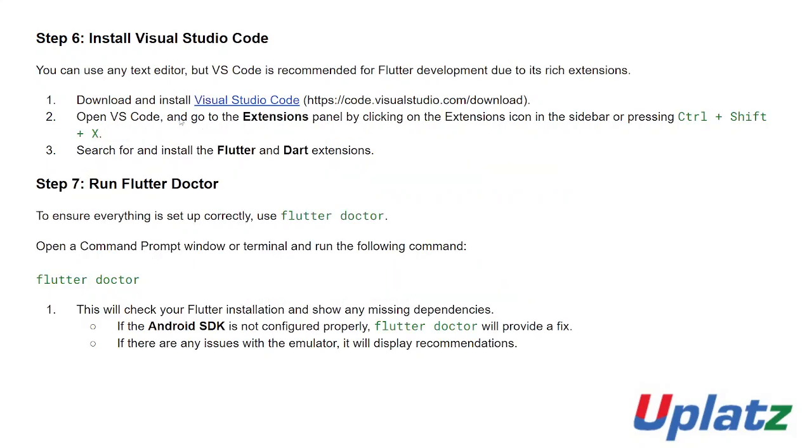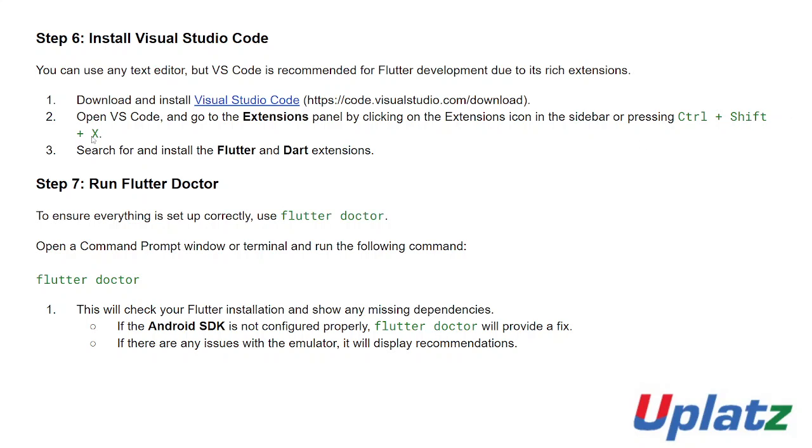Next, install Visual Studio Code. You can use any text editor, but VS Code or Visual Studio Code is recommended for Flutter development due to its rich extensions. Download and install Visual Studio Code from https://code.visualstudio.com/download.